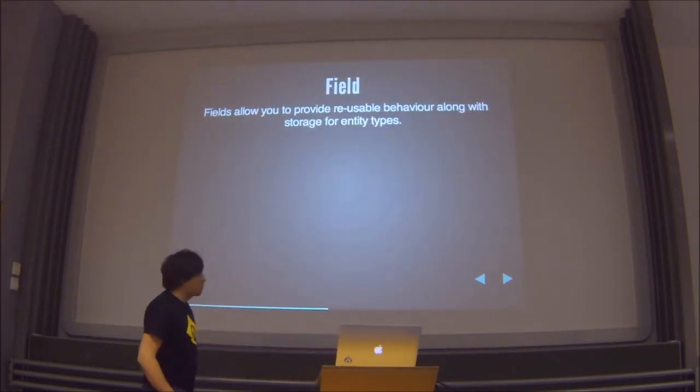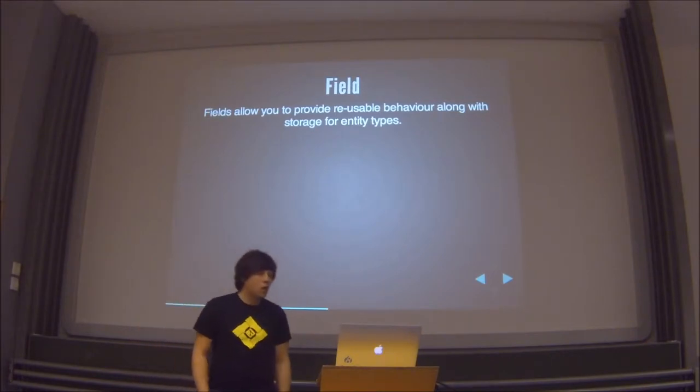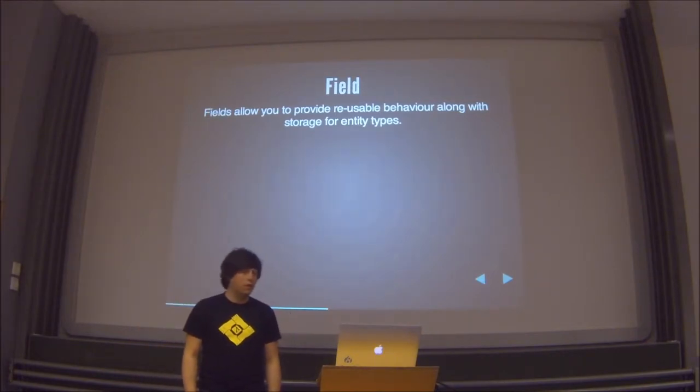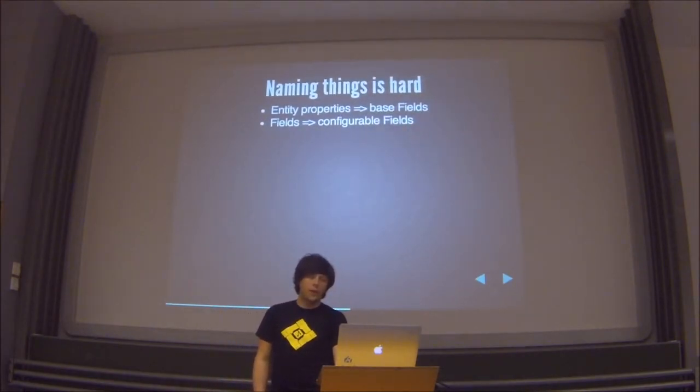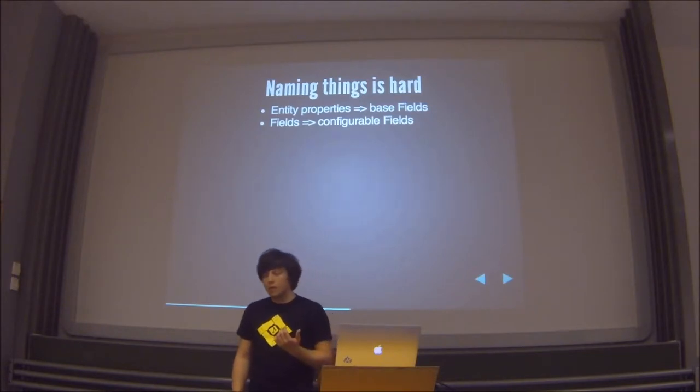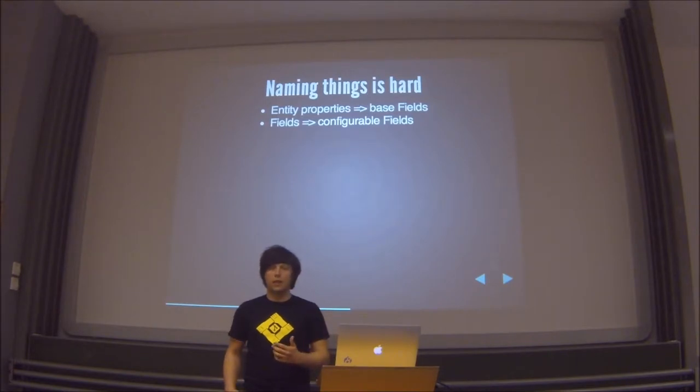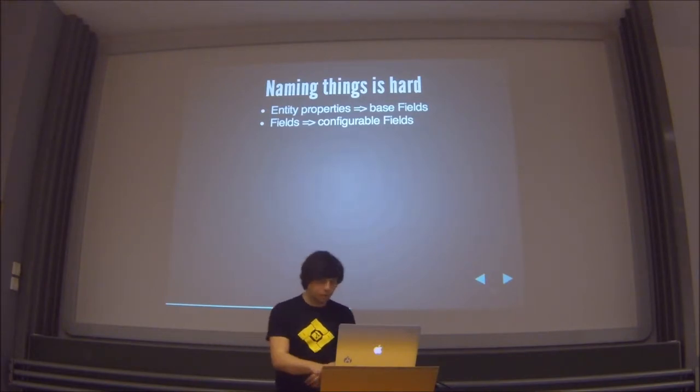Fields. Fields provide behavior, and you can register fields on entity type. In Drupal 8, everything is a field, so we renamed entity properties to base fields, and fields, as in Drupal 7 fields, are now configurable fields. What it means is there is a unified way to access data on your entity. It doesn't really matter if it's a base field or a configurable field, because they are implementing the same interfaces.